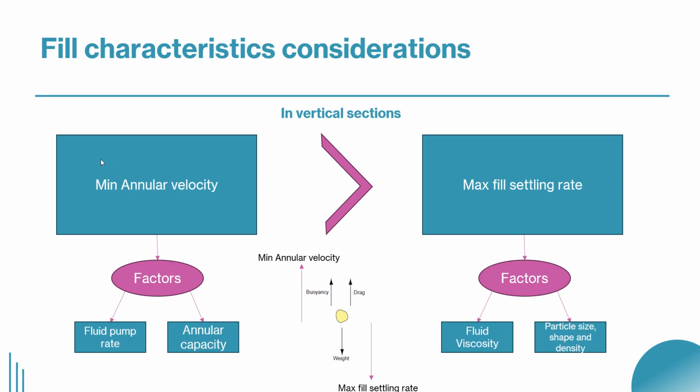And for efficient fill removal, the minimum annular velocity must be higher than the maximum fill settling rate. For example, if the minimum annular velocity is 15 feet per minute and the fill settling rate is 70 feet per minute, the particle will tend to move downwards because the fill settling rate is higher. However, if the maximum fill settling rate were 30 feet per minute, the particle will be lifted with a relative velocity of 20 feet per minute upwards. Okay, this is why the minimum annular velocity must always be higher than the maximum fill settling rate, and consider that this is minimum and maximum.